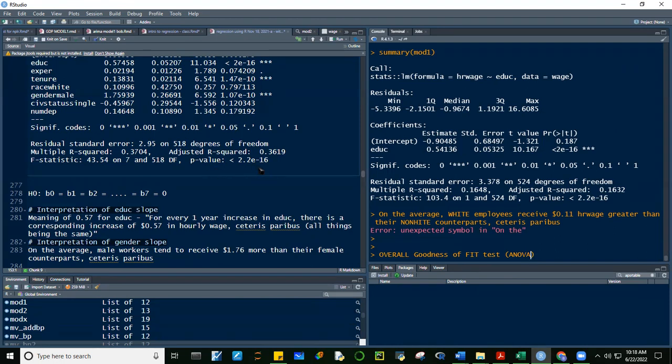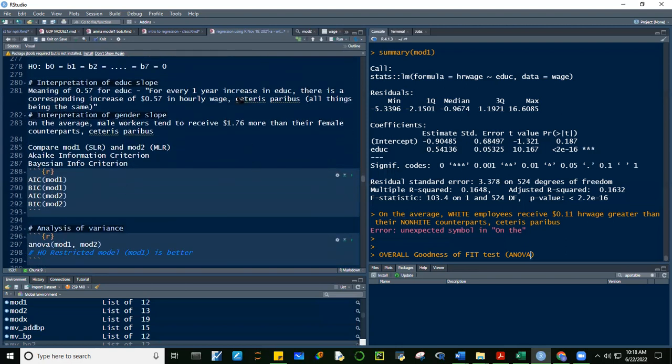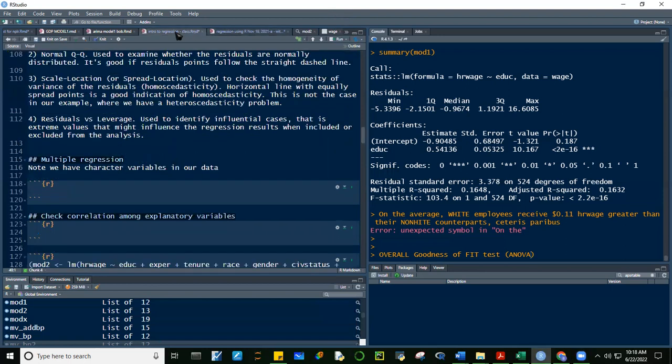So yung p-value natin is less than 0.05. In fact, this is 3 stars, no? Less than 0.001. Okay, so we reject this null hypothesis. Ibig sabihin nun, guys, na there's a strong probability that at least one of these is not equal to 0. Kasi sa overall goodness of fit test, ang tinetest natin, lahat ng mga predictors natin equal to 0. Okay. All right. So let's go here next. Other important measures.